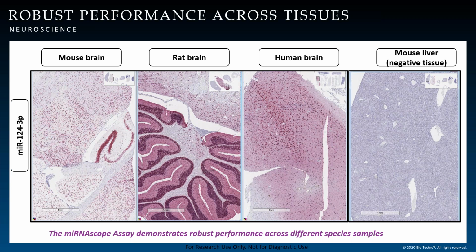Now, as Helly mentioned, we use a mouse liver sample, which is our negative control tissue. And this shows the specificity of the probe. And in this way, we have been able to validate multiple microRNAs by looking at positive and negative tissues to be able to distinguish the true signal from potential background.